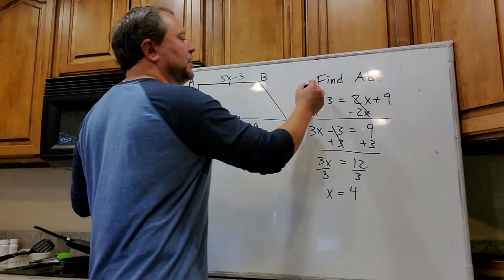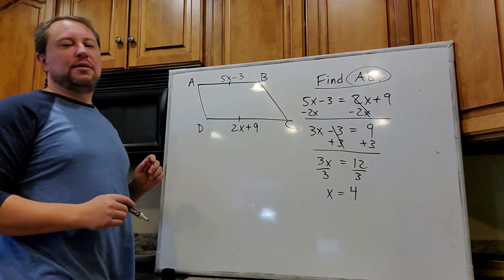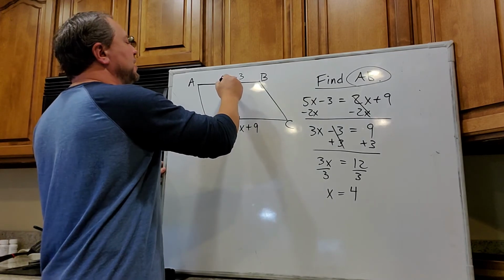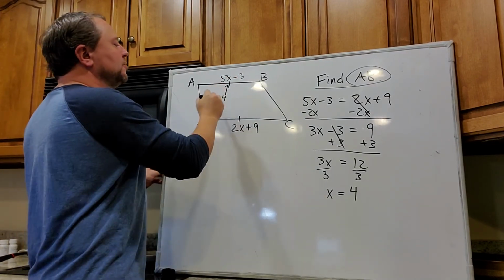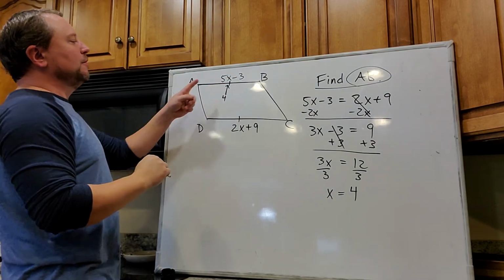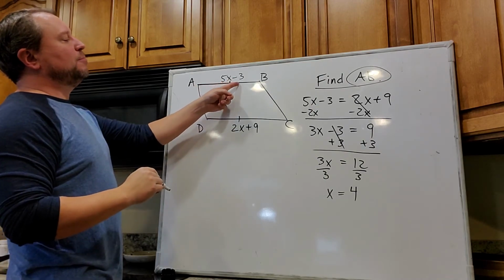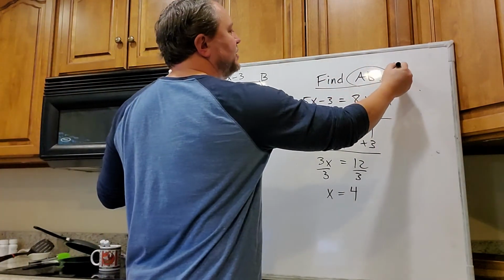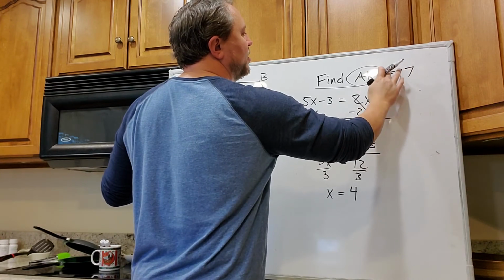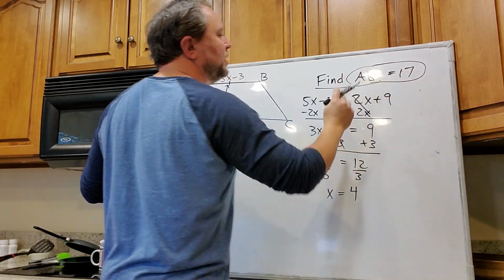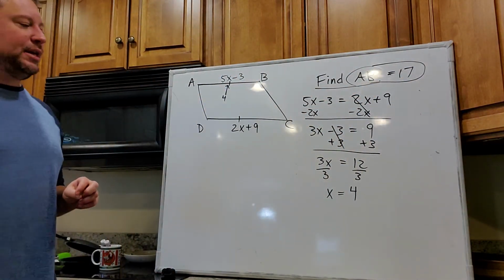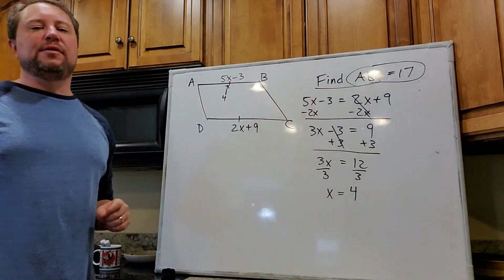Don't forget on this one, they did want you to find AB. So don't forget to plug that x back into here. So if we plug a 4 in for AB, 5 times 4 is 20, minus 3 is 17. So there's our final answer for AB. We'd say AB is 17. x was 4, but AB is 17.